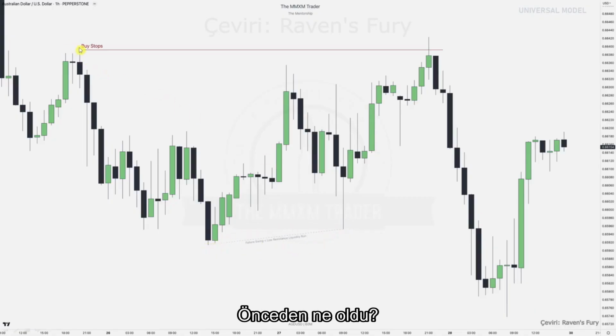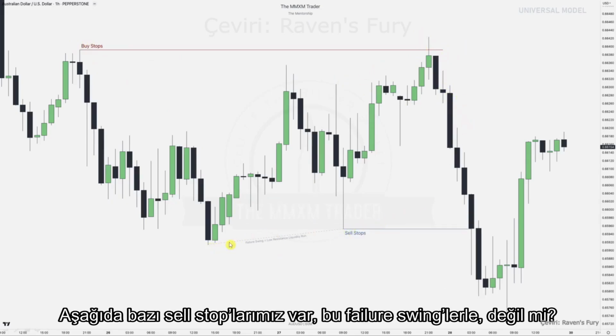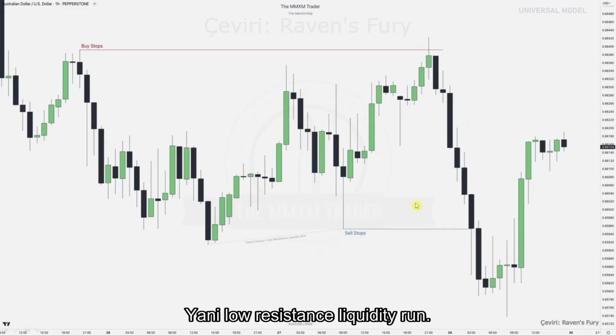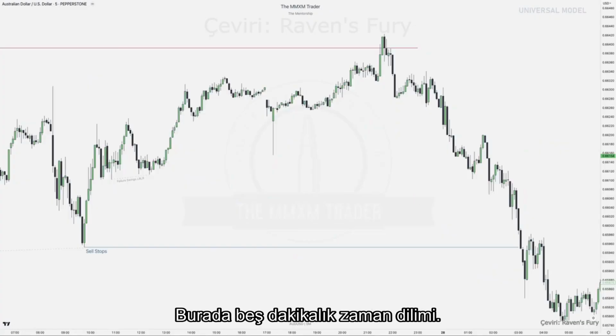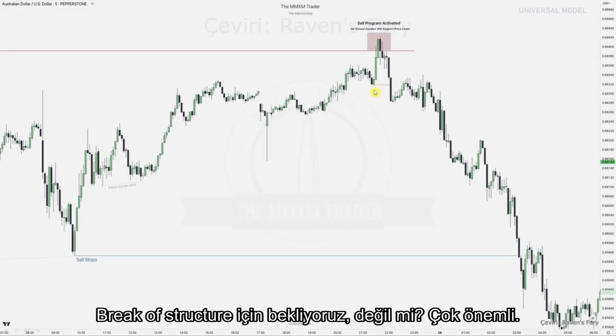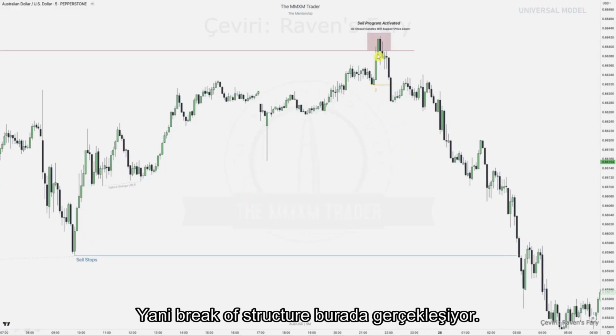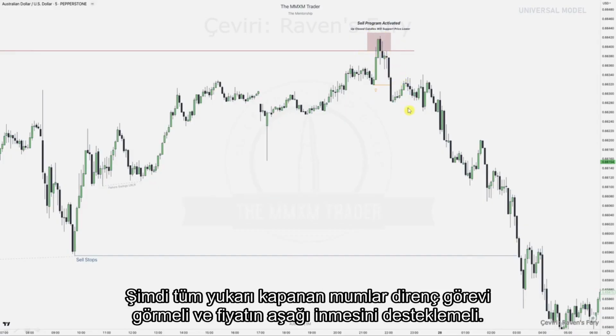What happened prior? External range liquidity, right? Buy stops have been purged up here, thus making us go into sell side of the curve after that happens. We've got some sell stops down here with those failure swings, right? So low resistance liquidity run. And now we dive into our lower time frame. So over here, 5-minute time frame, we wait for a break of structure, right? Important. So break of structure happens down here. Sell program has been activated because we took out that external range liquidity, right? So all up close candles should now act as a resistance and support price down lower.